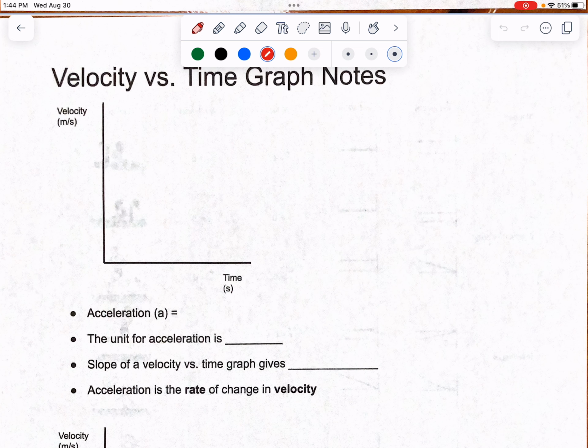When we have a velocity versus time graph, normally that's going to tell us our acceleration. It's going to look something like this. So you've got to really pay attention. Your y-axis now is your velocity, and your x-axis is still your time.